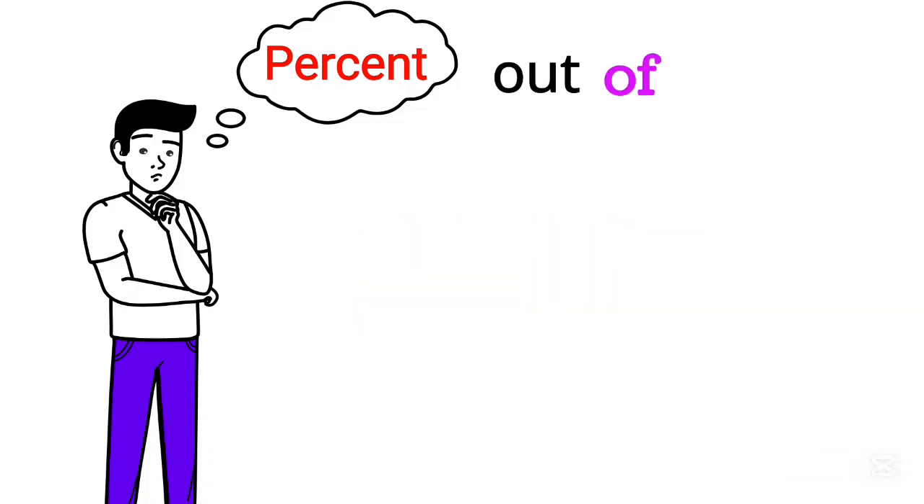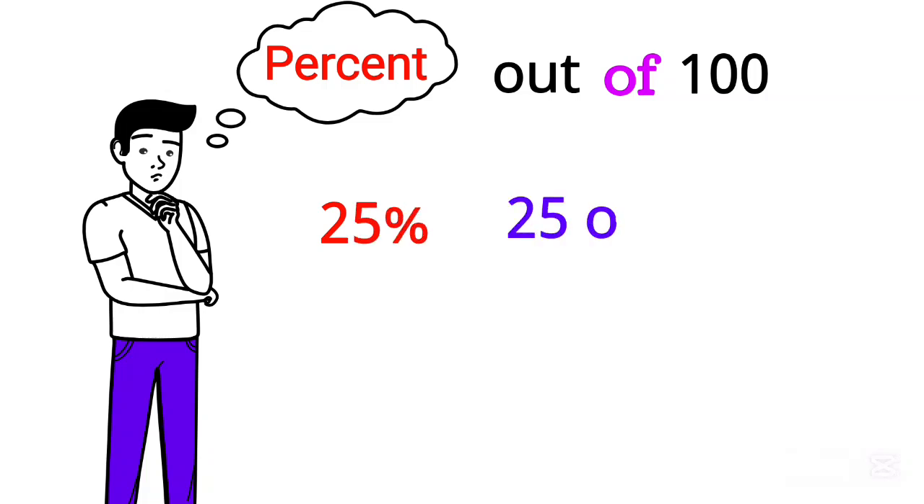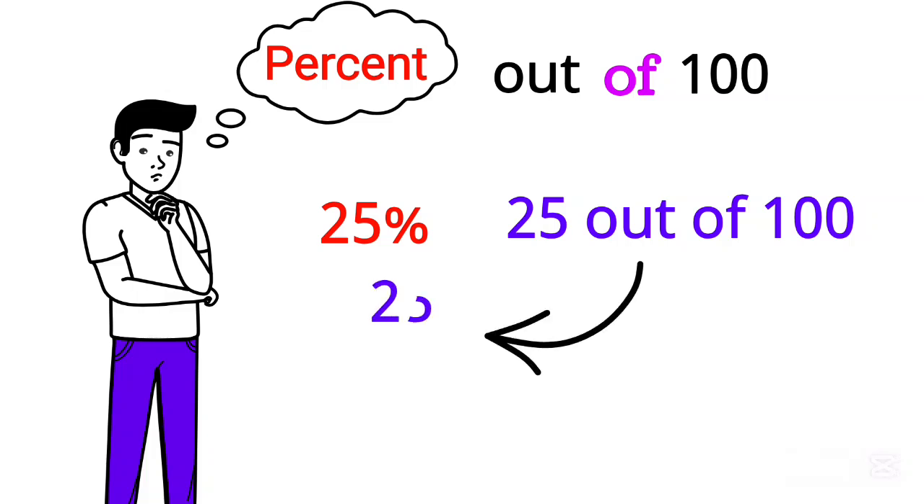Percent simply means out of 100. So, when you see 25%, it just means 25 out of 100, which is the same thing as 25 over 100. Alright, let's start with level 1.